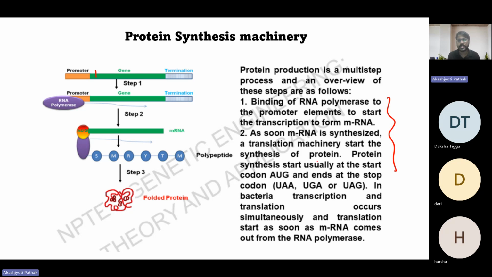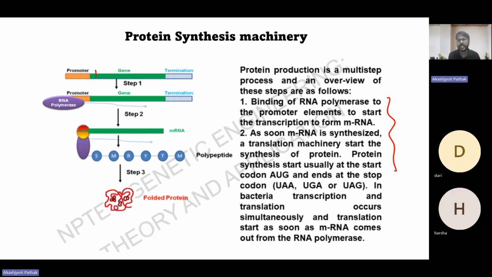Together, all these will be the translation machinery, and protein synthesis usually starts at the start codon. Remember this. What is the start codon? It is AUG. AUG codes for methionine, and translation ends at the stop codon UAA, UGA, or UAG. These three codons do not code for any amino acid. In bacteria, transcription and translation occur simultaneously, and translation starts as soon as mRNA is made. These are all things you know. If you have taken biology in class 12, then you must know this.